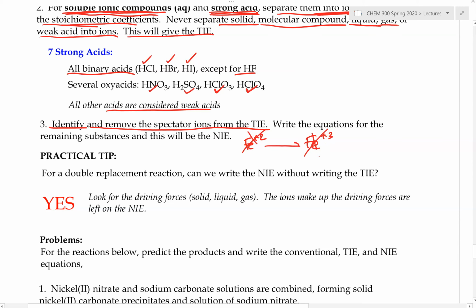Okay, because in order for them to be considered as spectator ions, everything about them, including the charge, has to be the same. If they're not the same, then they're not spectator ions. Okay, so once we have our TIE already, now identify and remove the spectator ions, and then write the equation for what is remaining, and that would then give us our NIE.